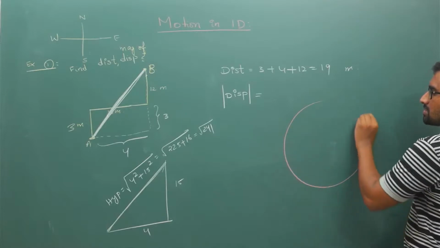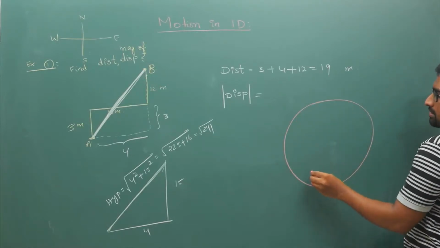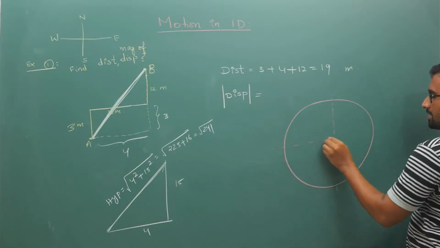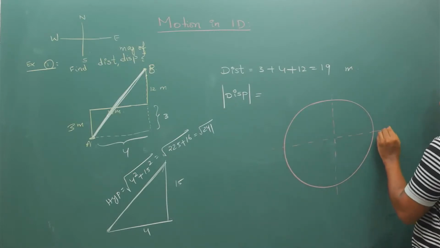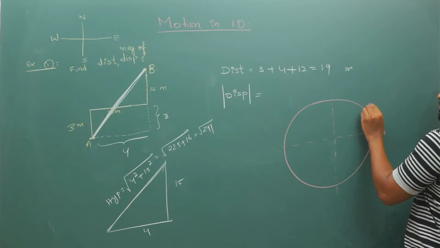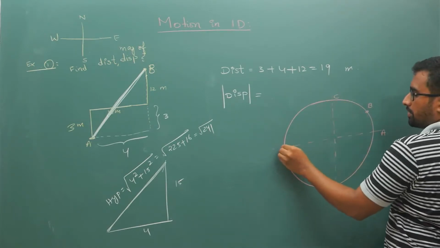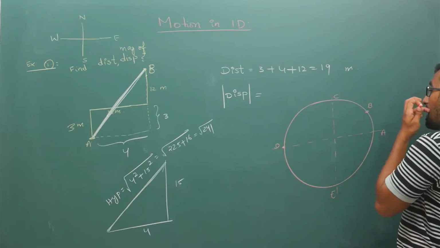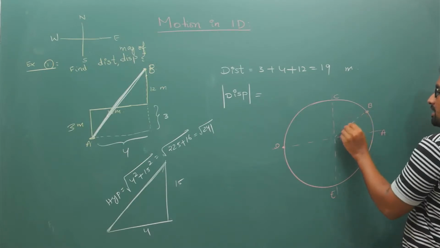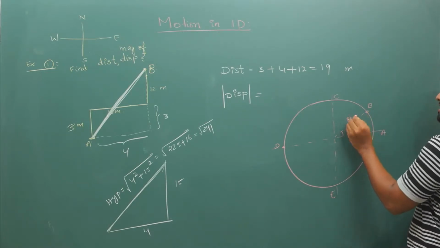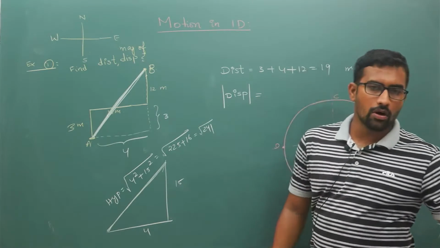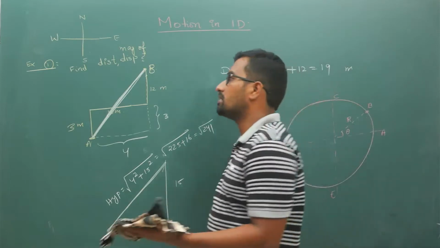So the next question is, there is a body that is going in a circle like this. Let us say it is starting at A. It has gone to some point B, point C, point D, point E like this. Now this point B makes an angle of theta, radius is R. The question is, when the body goes from A to B, what is the distance?